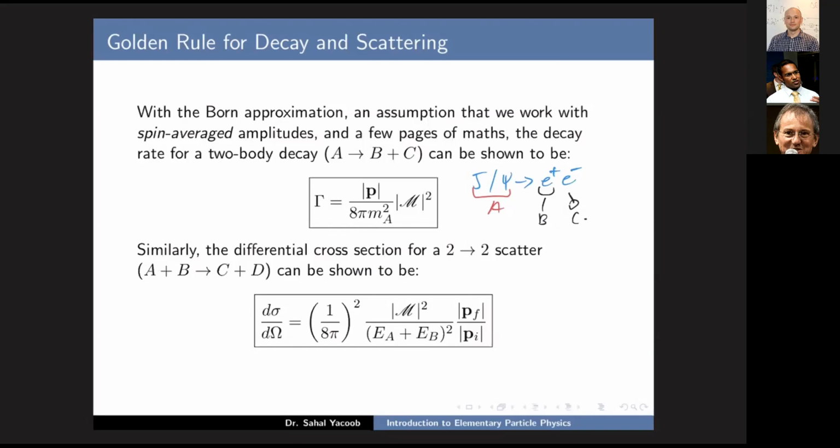And again, we should probably write this down. This is in the rest frame of A, and this is in the center of mass frame of A plus B. So those are our 2 special frames.